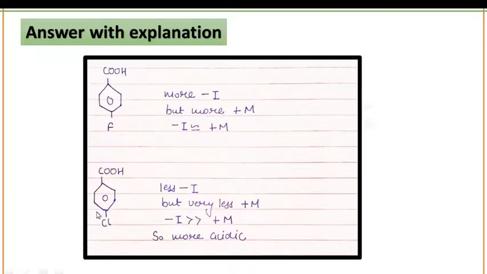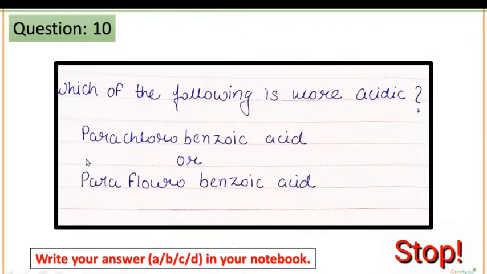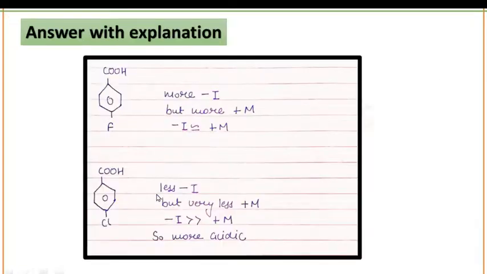But in parachlorobenzoic acid, due to the presence of the Cl group, there is less minus I effect, but very less plus M effect as compared to the minus I effect. So here minus I effect is maximum, then plus M effect. So parachlorobenzoic acid will be more acidic. So the correct answer for this question will be parachlorobenzoic acid.